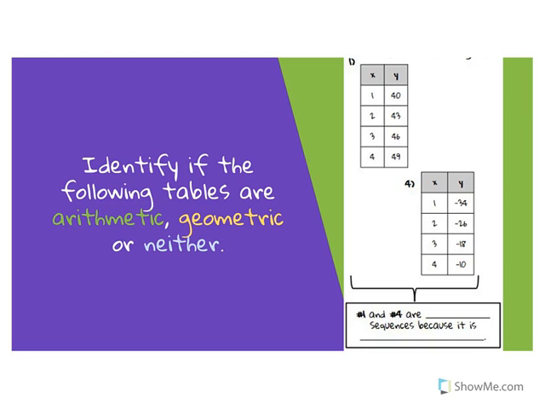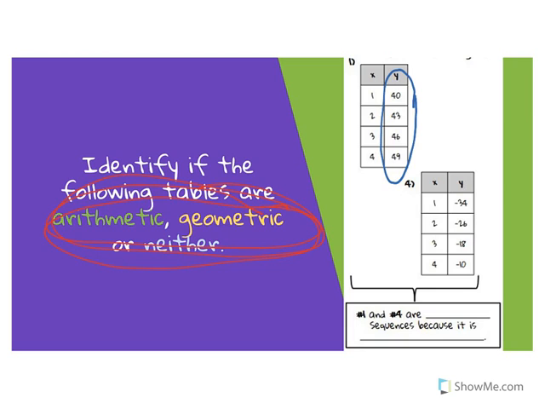So these next examples, this is exactly what your assignment looks like. These are the different parts of your assignment. All you have to do on these tables is figure out if it's arithmetic, geometric, or neither. As long as your x's are going up 1, 2, 3, 4, you know it's going to be one of these two things. So really all you're looking at is the y's. All you care about is these y's.